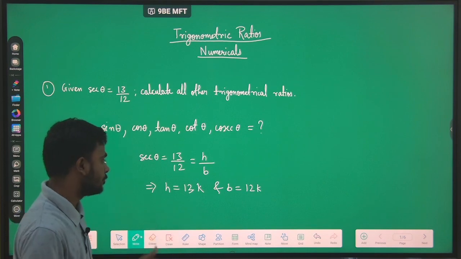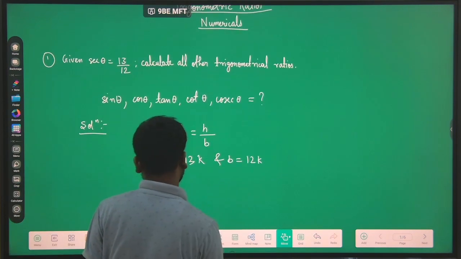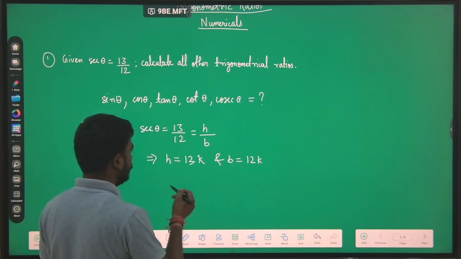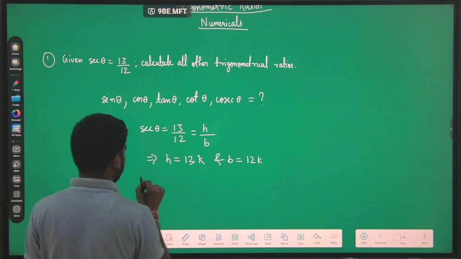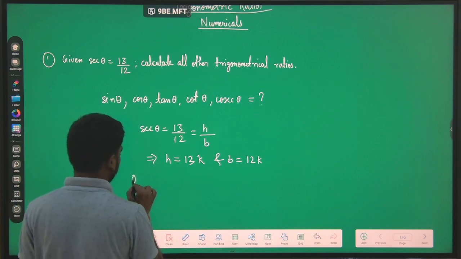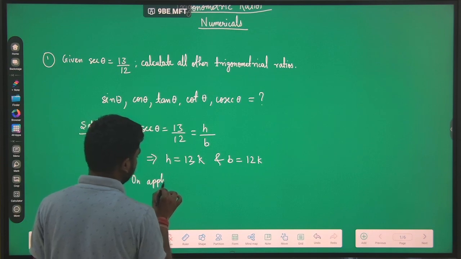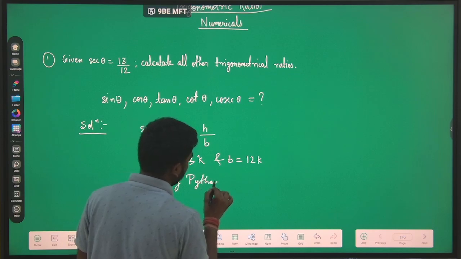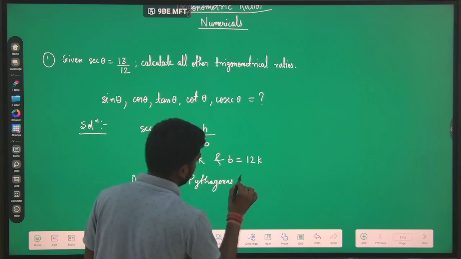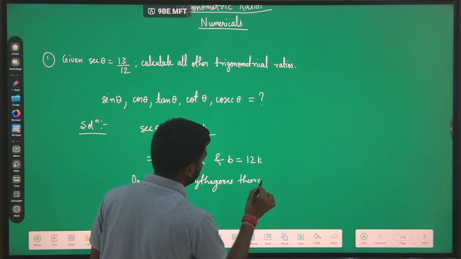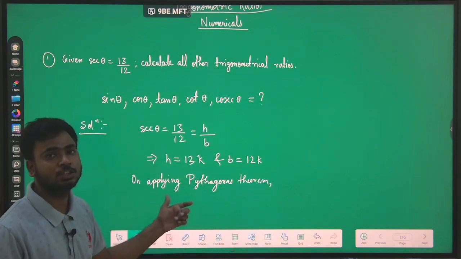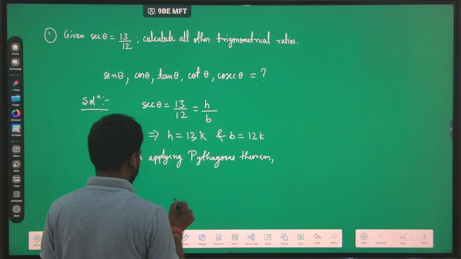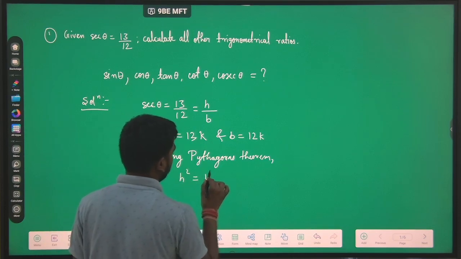Now, this h is this and b is this. So we will use Pythagoras theorem. On applying Pythagoras theorem, we all know that Pythagoras theorem states that h square is equal to b square plus p square.